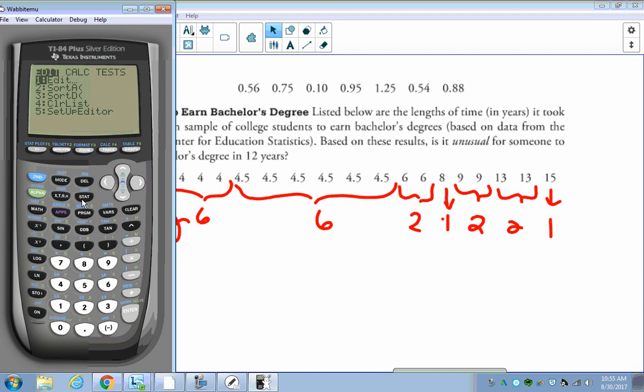And remember, to put our data in, we first have to go to edit so we can edit our lists. My first is going to be a data point of 4. So I'll enter that. My next one is going to be 4.5. My next one is 6, then 8, then 9, then 13, then 15. So I'm just going to enter those data values right down L1. Wait for everybody to get those in.